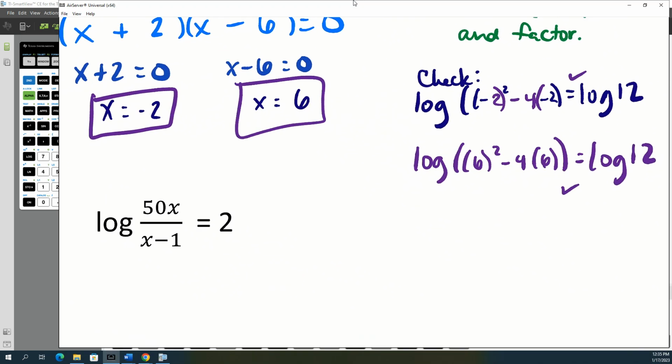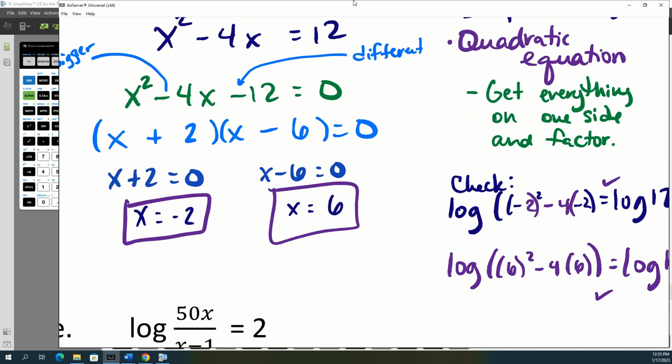Okay. Which one? On the calculator? Oh, the whole problem? Oh, sure.